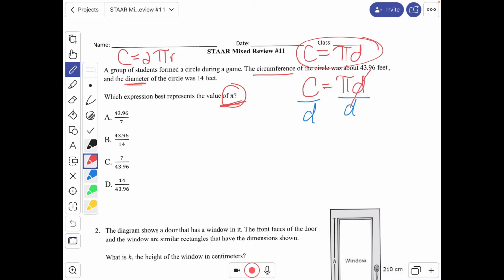When I do that, those cancel, and now pi is by himself. And on the other side, I have circumference divided by diameter. Now that I have the formula correct, I can go back and plug in the numbers, and that will match one of the answers.